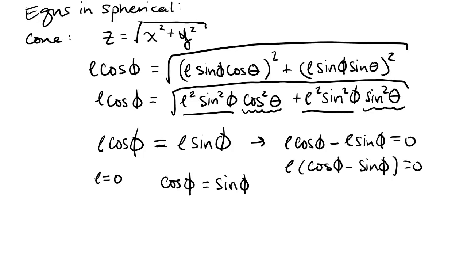Taking a look at what this would look like, this point right here, rho equals 0, is just the origin point. So that's not the full equation of our cone. So then we can focus on this cosine phi equals sine phi part and look for phi values that make that true.